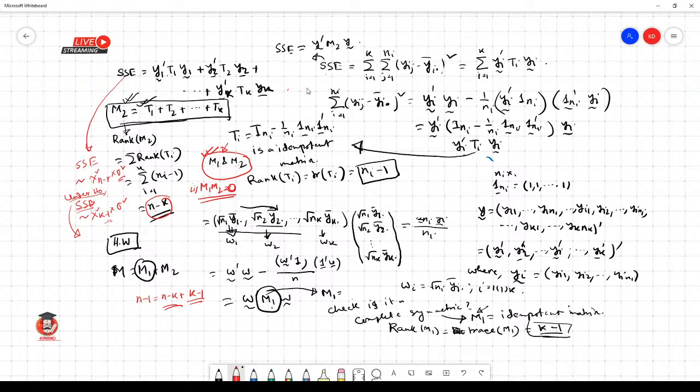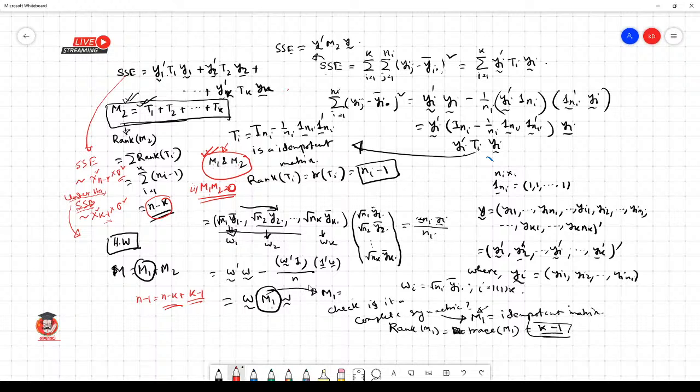Actually, first your job is to find M1, the expression of M1, then find whether M1 is an idempotent matrix or not. Next job is to find M2, whether M2 is an idempotent matrix or not. If M1 and M2 both are idempotent matrices, if you find the rank of M1 or rank of M2, whichever, then you can easily find the rank of M2 using the third part of Cochran's theorem.